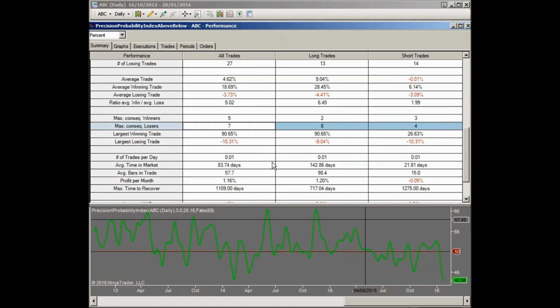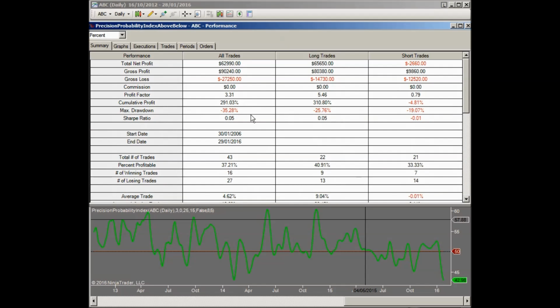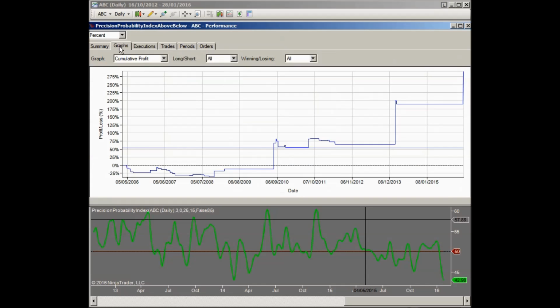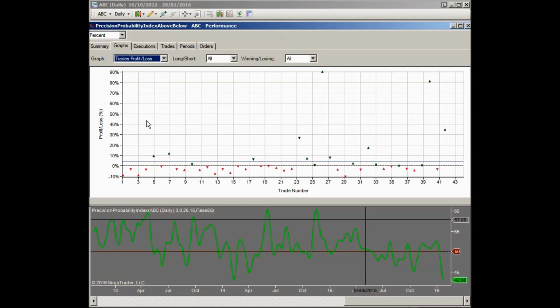and the number of trades has fallen to, if I can find it, where is the number of trades? 43. So that was 79 and then 67, so now it's 43 over 10 years. So very, very low attention system. Don't have to be busy to make money, and the graph is very healthy. And if we look at the distribution, you can see it's very healthy. The winners are very big, the losers are very small.